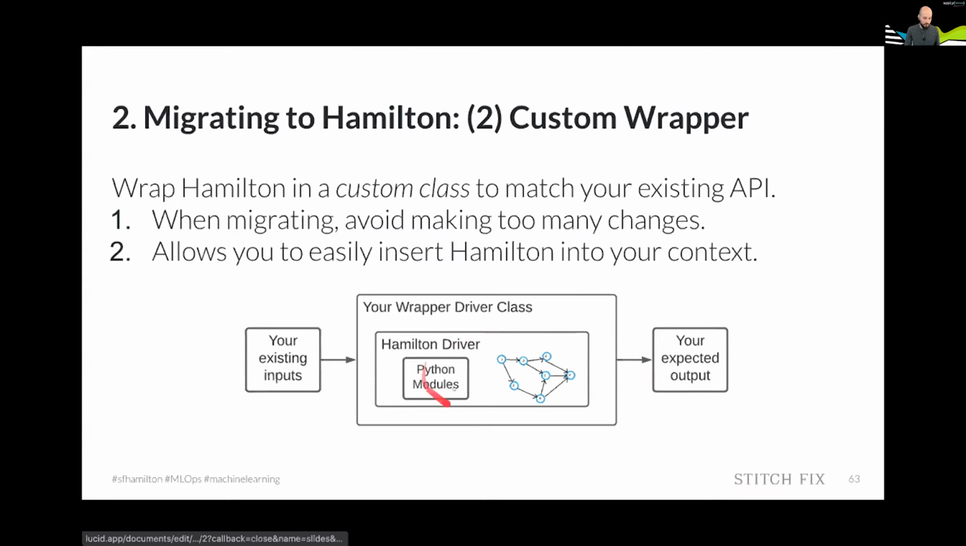Specifically, what I mean by that is that with Hamilton, you'll define your functions, which will create a DAG. You'll then instantiate a driver, which will then execute it. Now, rather than trying to get your existing inputs to match and run Hamilton directly, write a wrapper class which can match your existing API inputs and outputs, so that it's much easier to just insert Hamilton in and then worry about changing this after you've done your migration.